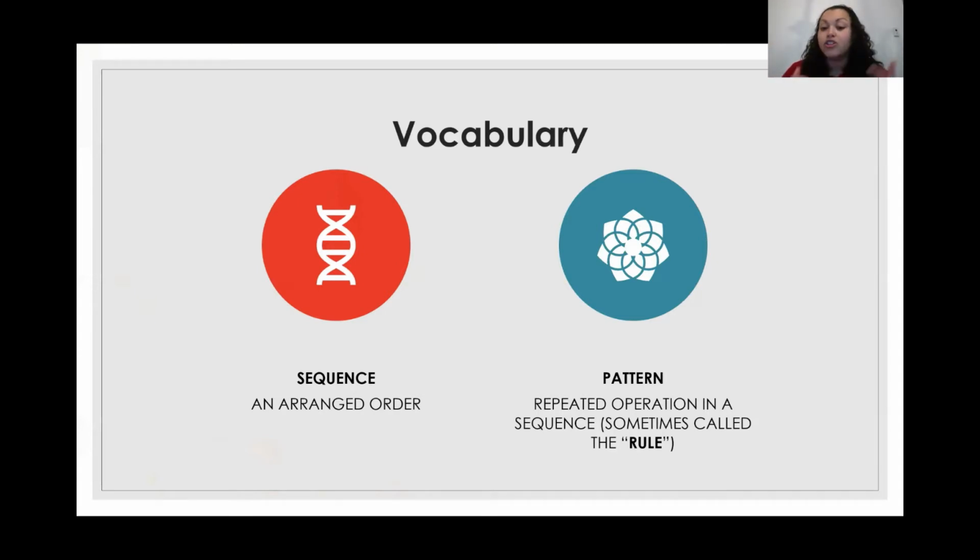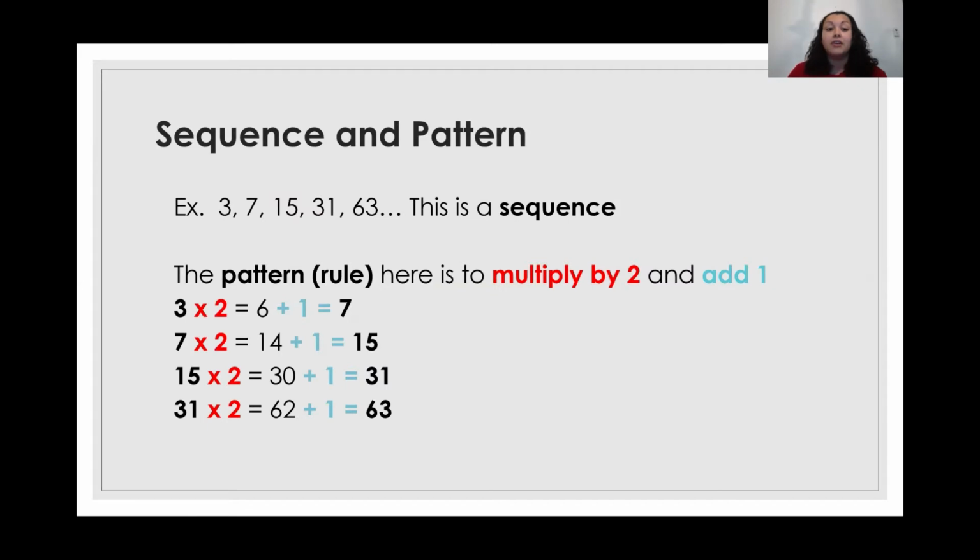A pattern is a repeated operation within a sequence. Sometimes this is called a rule. So we're going to see an example in the next slide here. Again, a sequence is an arranged group of numbers. So we have the numbers 3, 7, 15, 31, 63. It looks like it's random numbers. It is a sequence because they are in a specific order. The pattern or the rule here is that you multiply each number by 2 and then add 1.